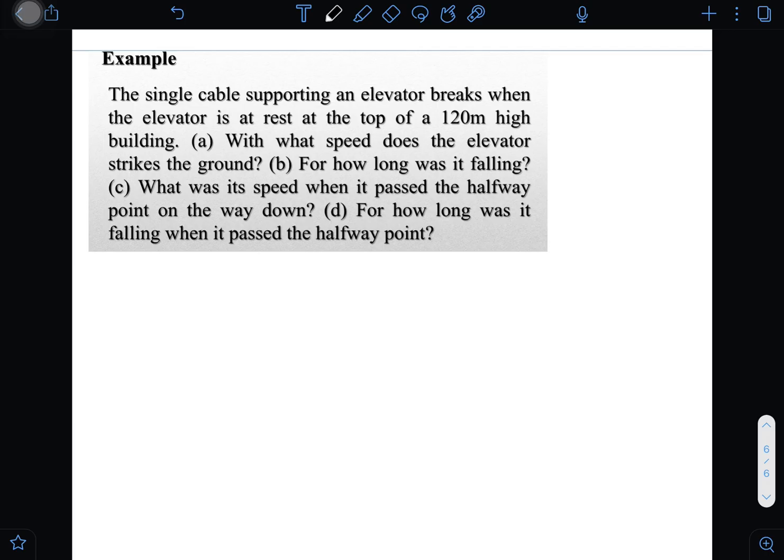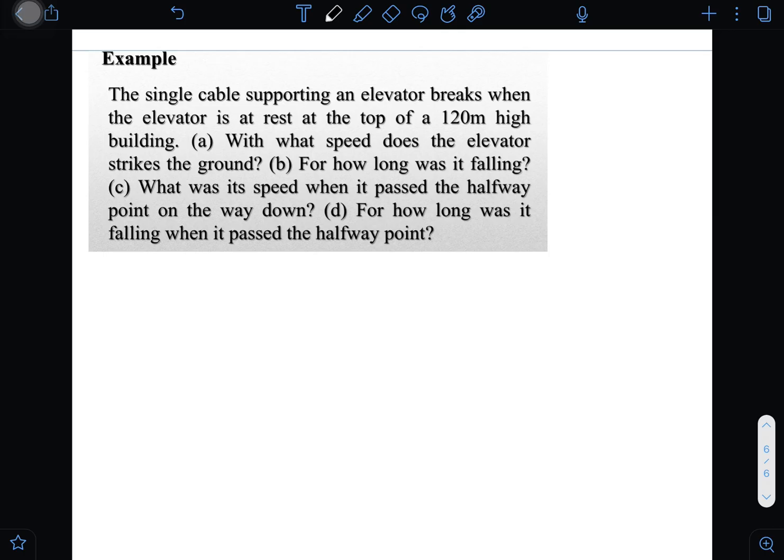And C, what was its speed when it passed the halfway point on the way down, meaning that's 60 meters from the top and from the bottom? And for how long was it falling when it passed the halfway point? So what is the time when it reached 60 meters below the top?